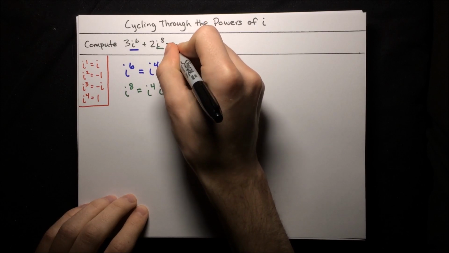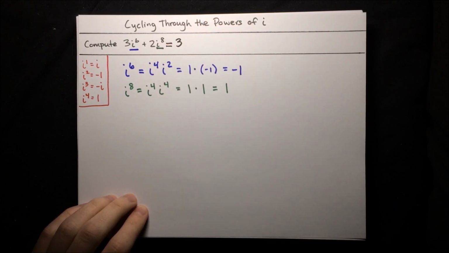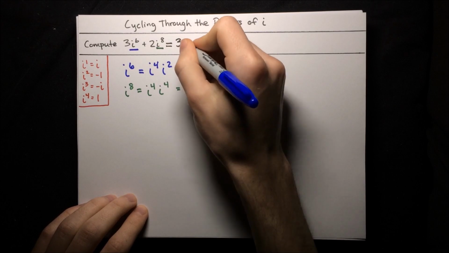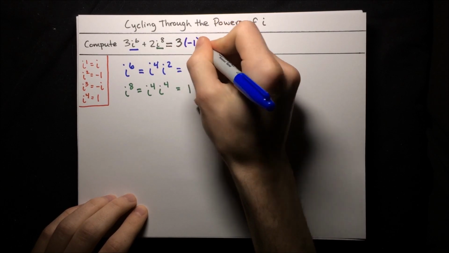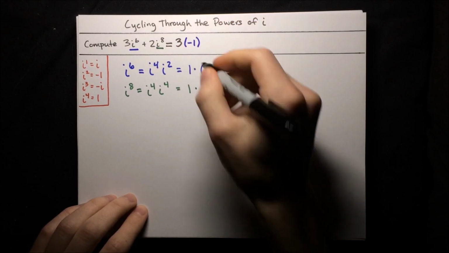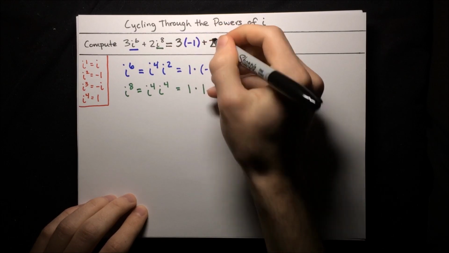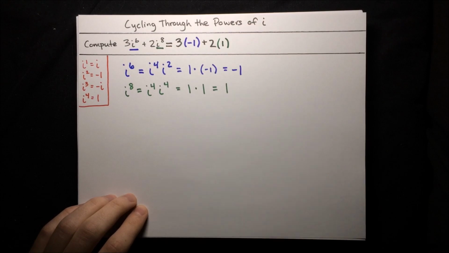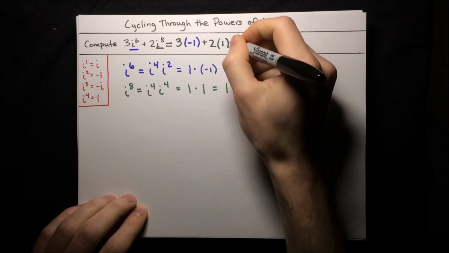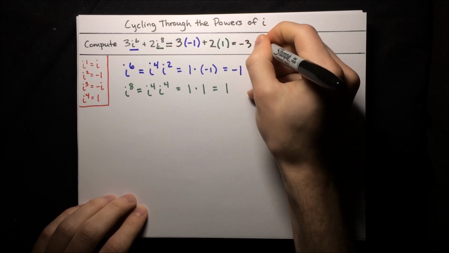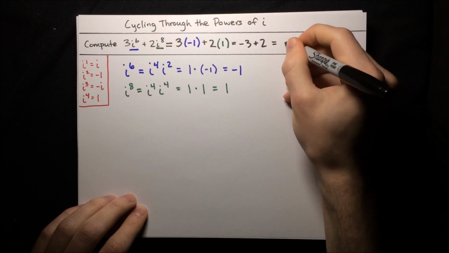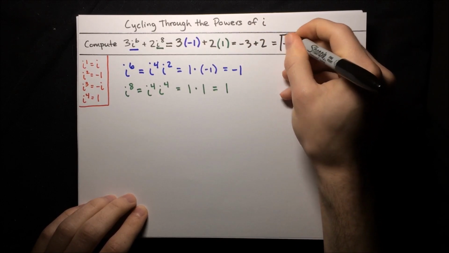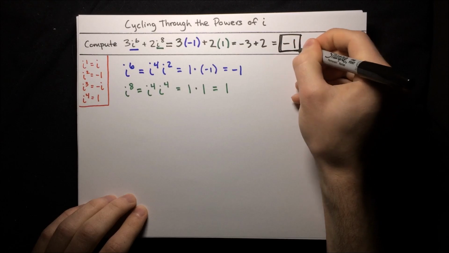So this expression is equal to 3 times i to the sixth. i to the sixth was just -1, and then plus 2 times i to the eighth, and i to the eighth was just +1, and we'll just compute that and simplify. So that's -3 plus 2, which is -1. And there we go. That is our result, -1.